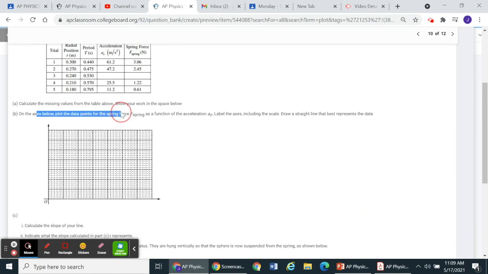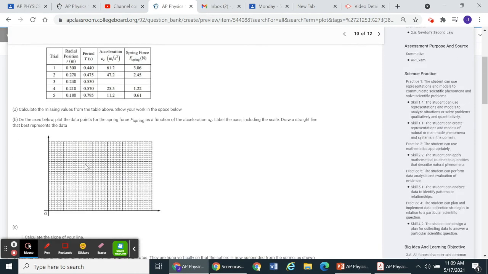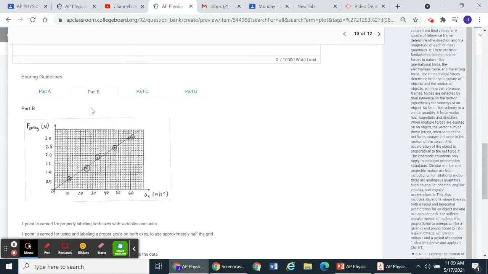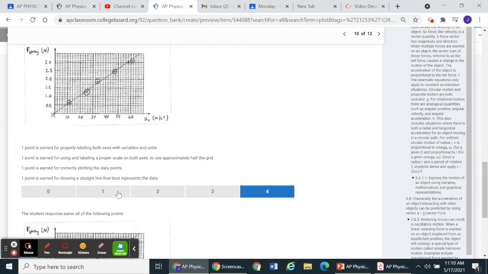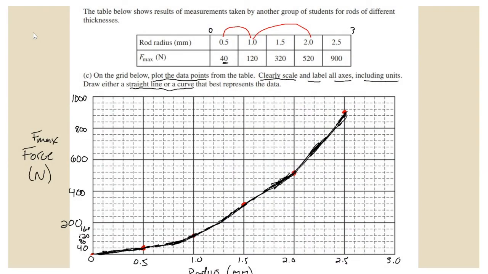They asked you in part B to plot the spring force as a function of the acceleration, label the axis, including the scale. I think this will give us a pretty good sense of what the scoring guide said. Notice that was part B. If you go to the scoring guide for part B, they gave 1 point for properly labeling both axes with variables and units, 1 point for using and labeling a proper scale on both axes to use approximately half the grid. Those of you who looked at that resistivity experiment with me in Saturday tutoring saw that half the grid came up there too. You got 1 point for correctly plotting the data point, and then 1 point for drawing a straight line that best represents the data, and obviously in this example, it was a curved line that best represents the data, but that's the point here. That's probably what they're going to give you the points for in an experiment like this.